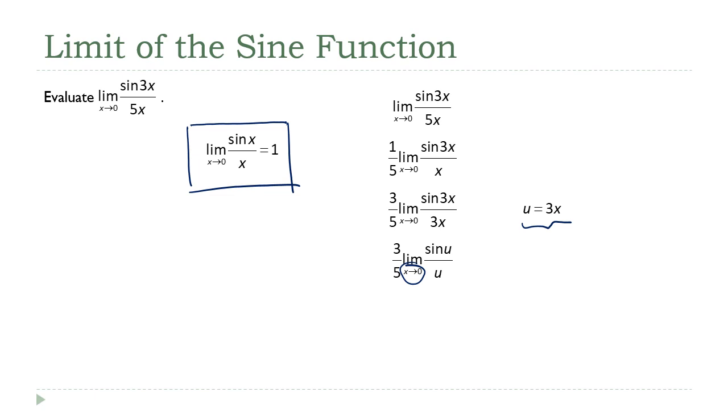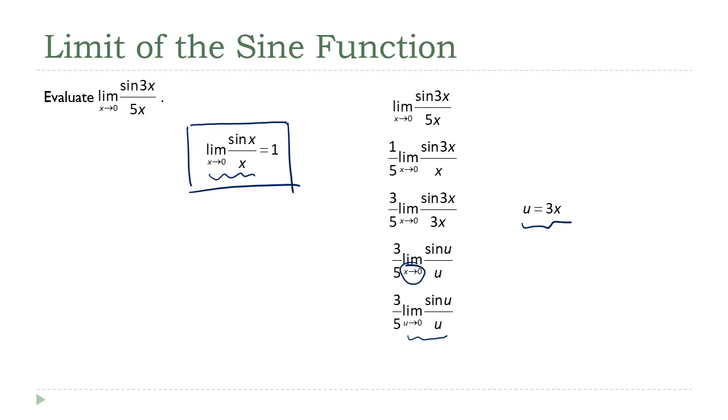Right, so it turns out, and don't assume that this is always going to happen, because it's not, but it turns out this is the same as the limit as u approaches 0 of the sine of u over u. And we already know what this is, because this is the same as this expression right here. Remember, the variable doesn't matter. You can use u, v, w, y, whatever.